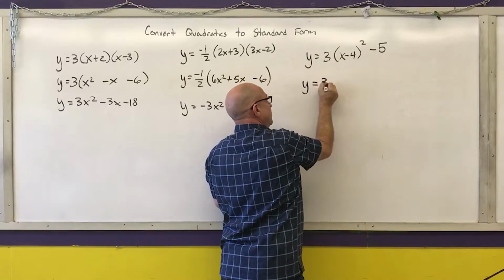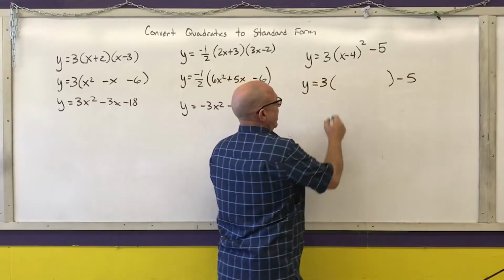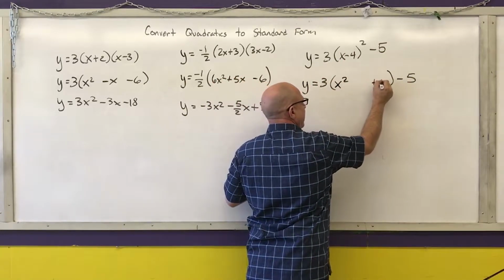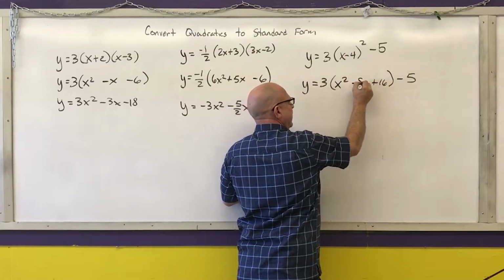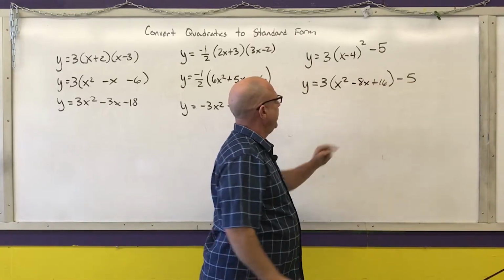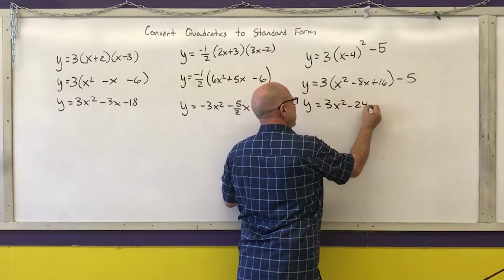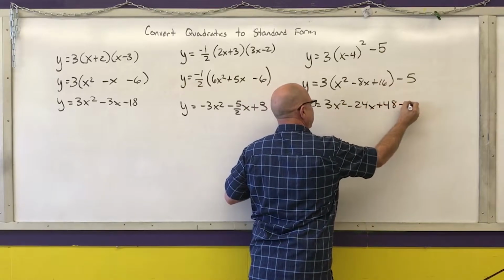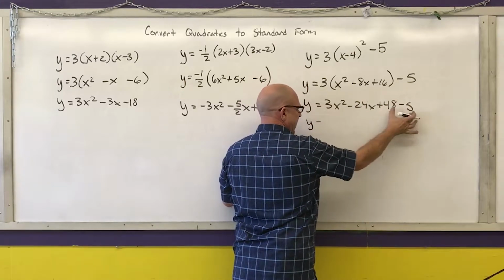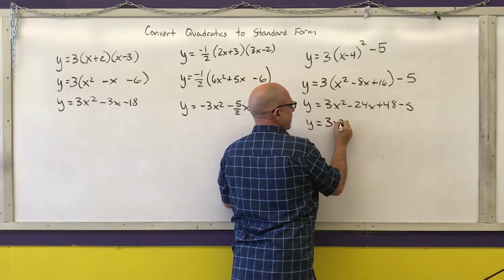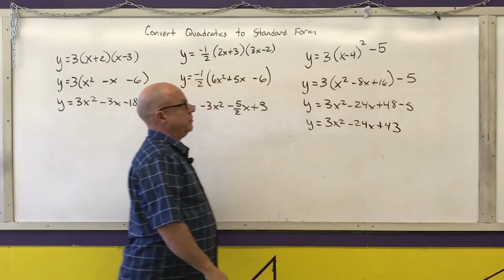So y equals 3 times something squared minus 5. And that's a memorized pattern. It's the first term squared, last term squared, and 2 times the product. 2 times negative 4 is negative 8, times x is negative 8x. Distribute the 3. y equals 3x squared minus 24x plus 48 minus 5. Add the 5, combine the 48 and negative 5. y equals 3x squared minus 24x plus 43.